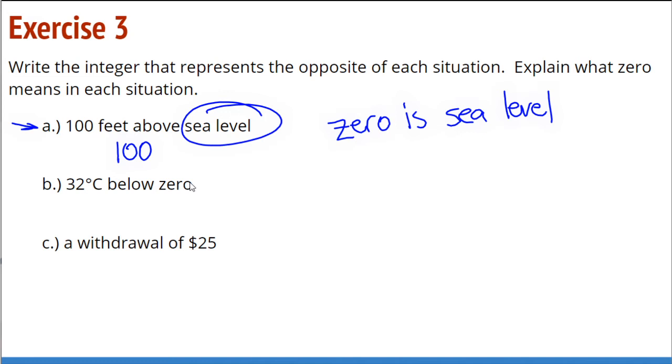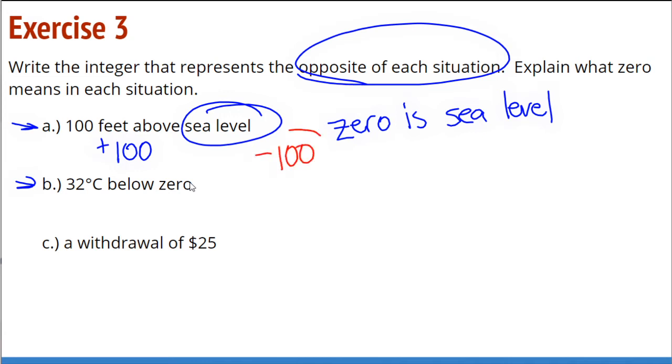Looking at this second example, B. 32 degrees below 0. Oh, wait a minute. Oh, goodness. My goodness. I almost messed up on A. I didn't read my directions very well. I'm supposed to have the opposite of each situation. So I had a plus 100. My opposite is going to be a negative 100. I'm going to write that in a different color and circle it. And then I've got 0 as sea level. Okay. Whew. All right. I'm going to go back here to B.